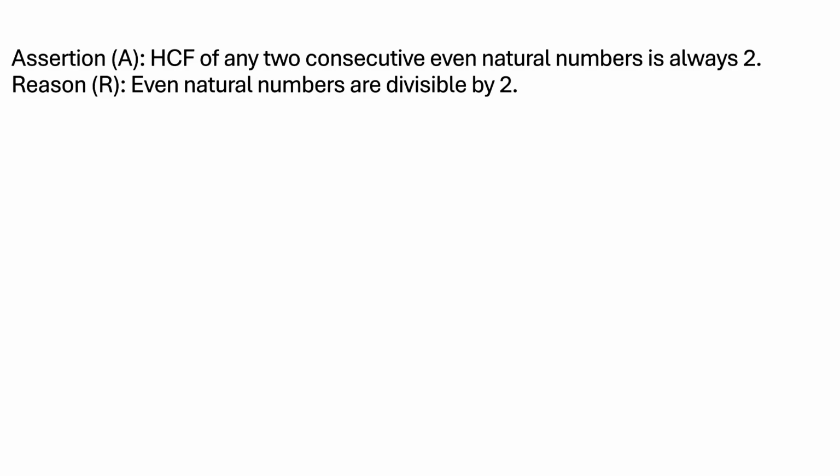So we know highest common factor, how can we find it for any two consecutive even natural numbers? Suppose we take 2 and 4, the highest common factor is 2, right? 4 and 6, highest common factor is 2. Any numbers you can take, 98 and 100. If you take the highest common factor, you will get 2. So that is true.